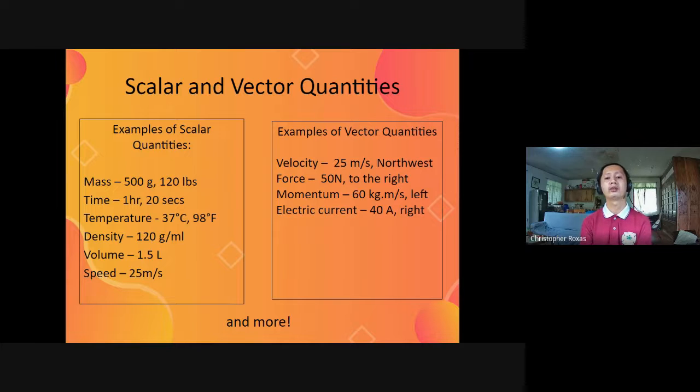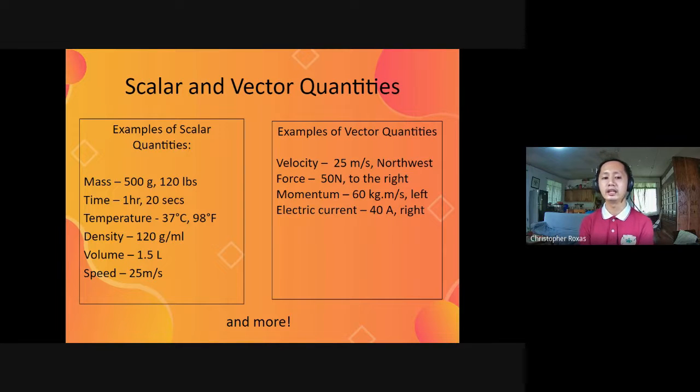What are examples of vector quantities? Remember, vector quantities have direction. They are incomplete if we do not include the direction. Vector quantities are the following: velocity, force, momentum, and electric current.